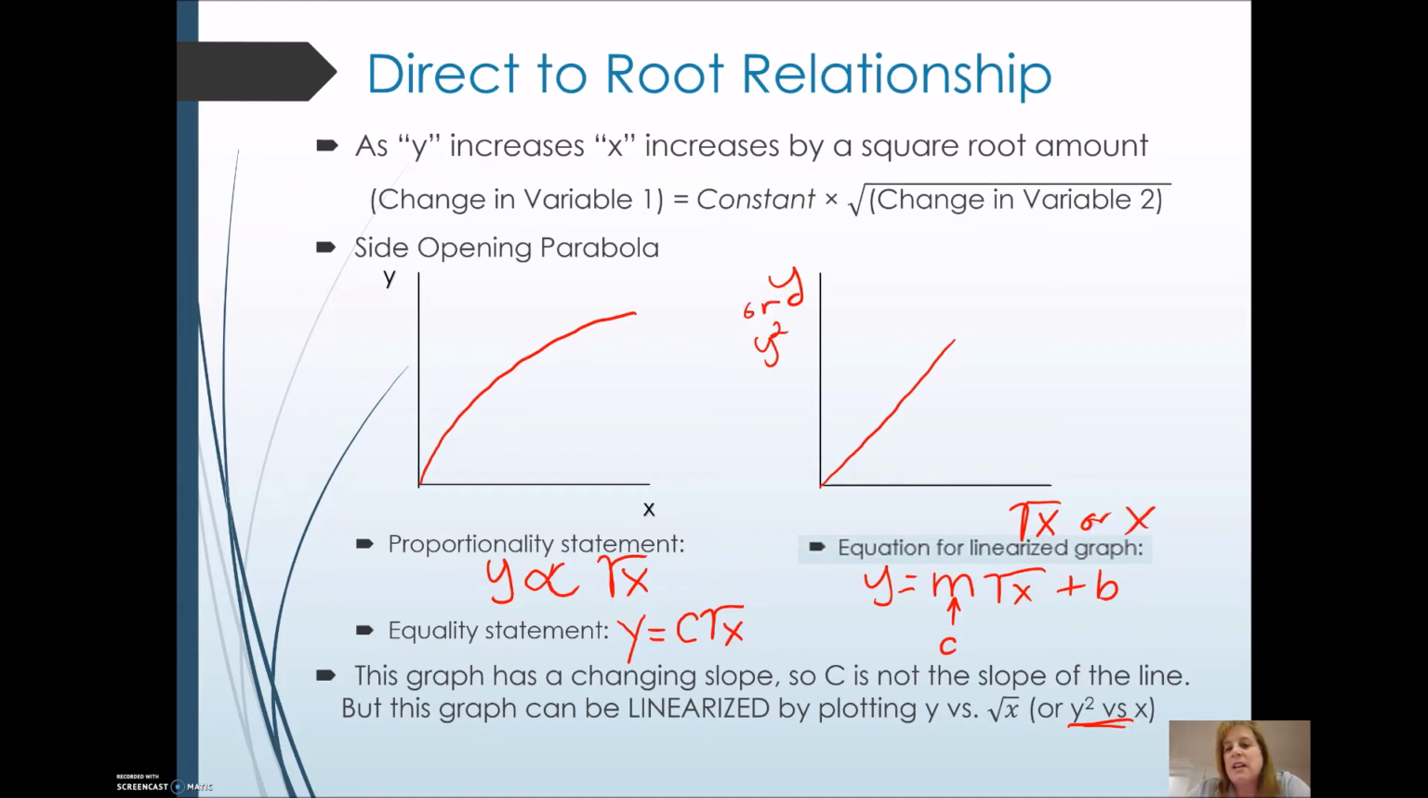And plot it versus x. You'll get the same thing. So if you see this side-opening parabola, with y decreasing in its rate of change like this, that means if you replot as y versus the square root of x, or y squared versus x, you will get a nice, beautiful straight line that you can use to get the slope from, because I'm sure I'm going to ask you to figure out what the slope of the line is, because it's going to mean something from a physics standpoint.